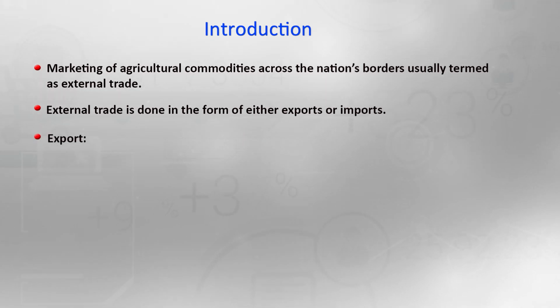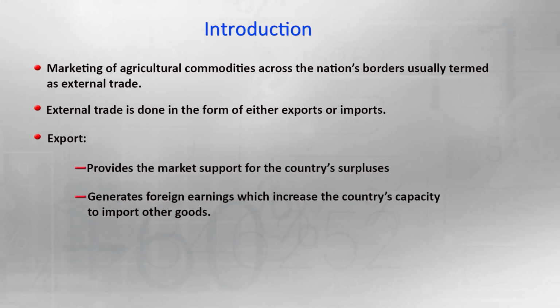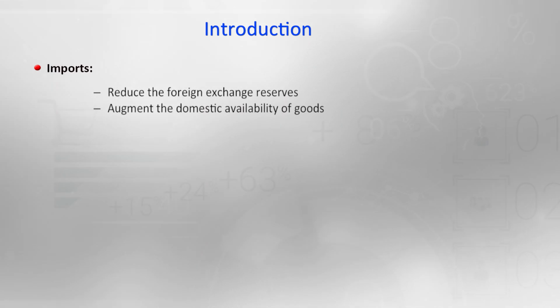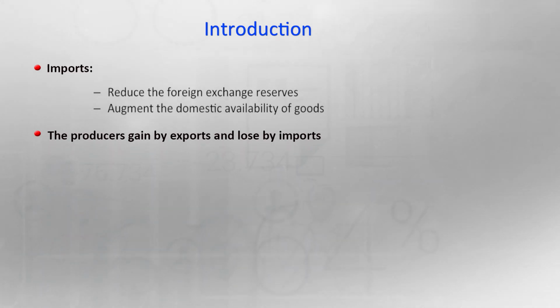Export provides market support for commodities which are available in surplus quantity in the country, and it also helps in generating foreign earnings, which increases the country's capacity to import other goods. By import we reduce the foreign exchange reserves, and it augments the domestic availability of goods in the country. Producers gain by export because they are getting money from outside the country, and lose by import because it increases the supply in the country. So there is a reduction in prices.